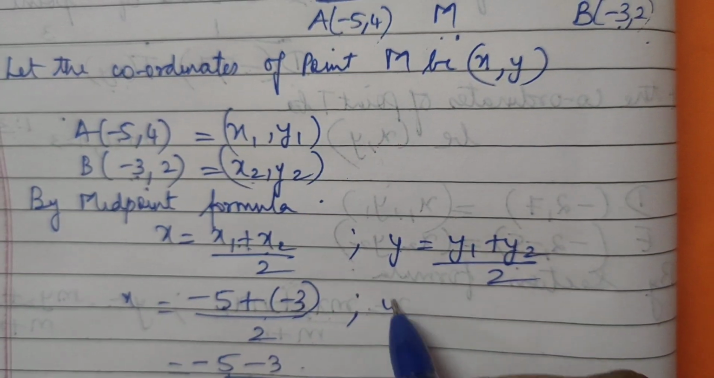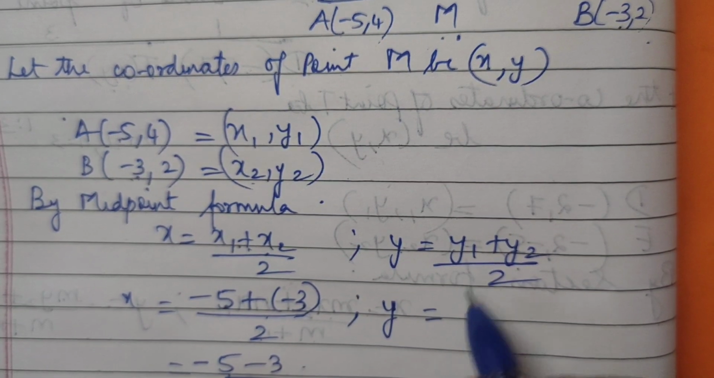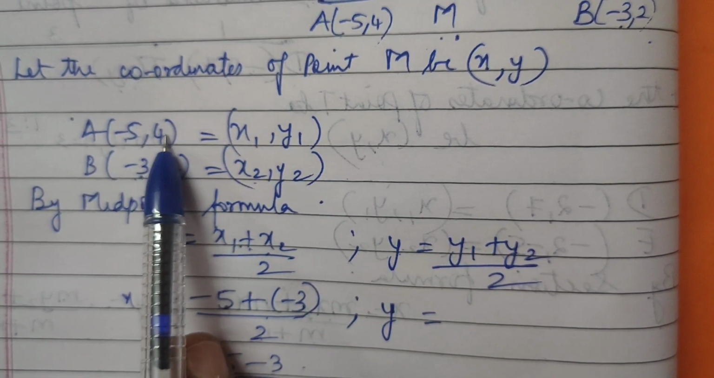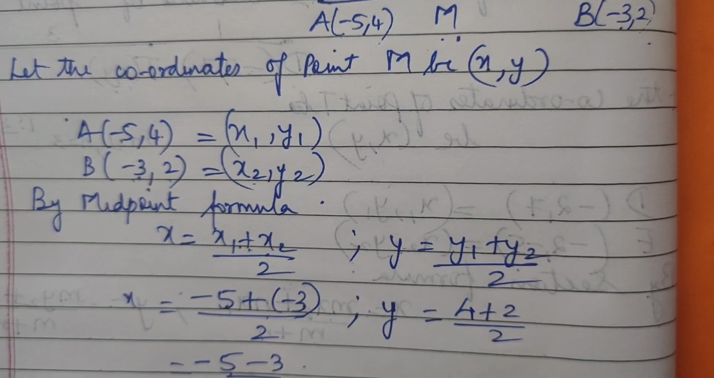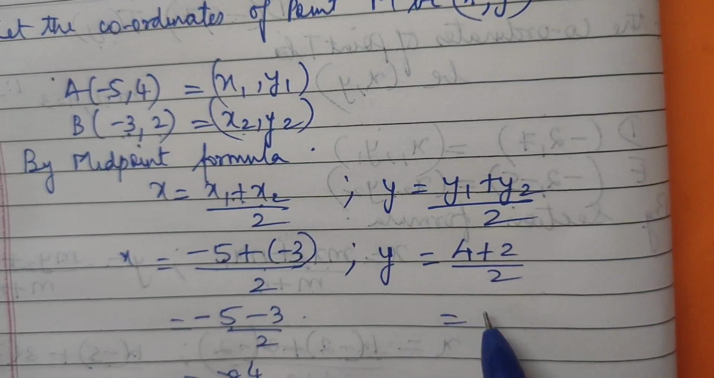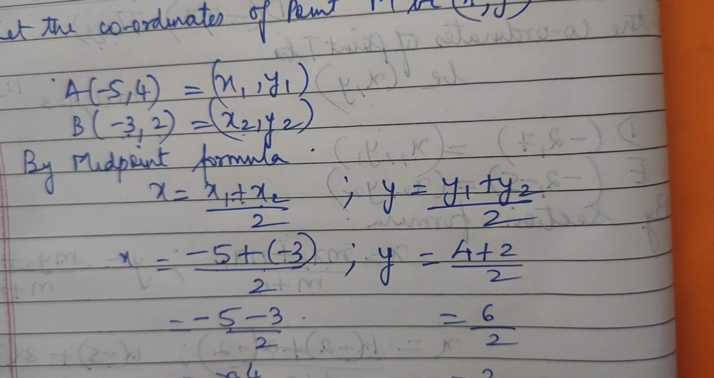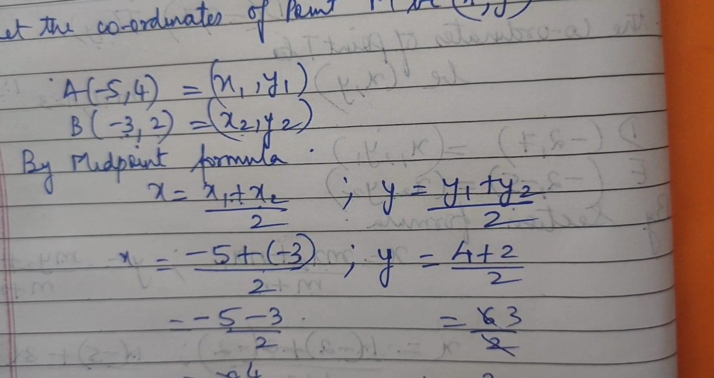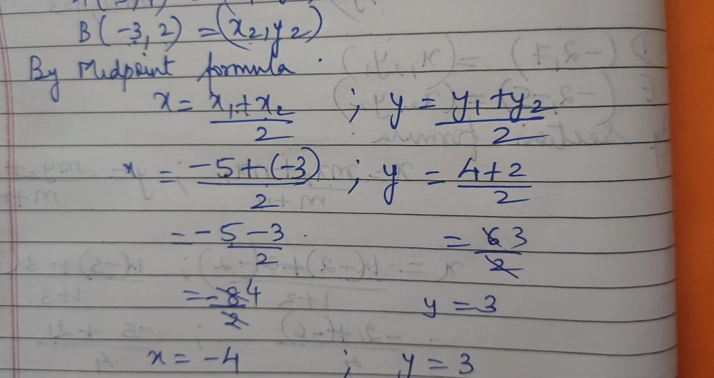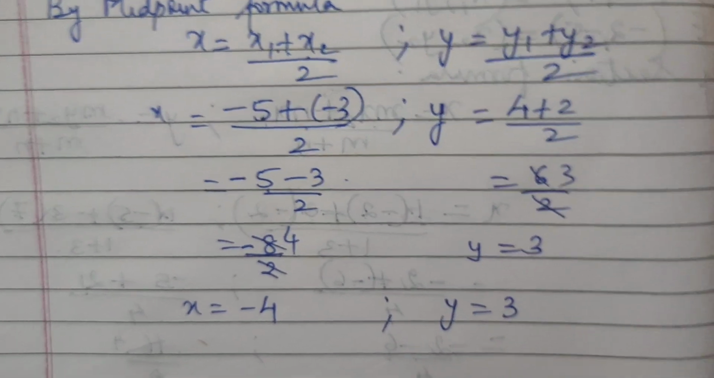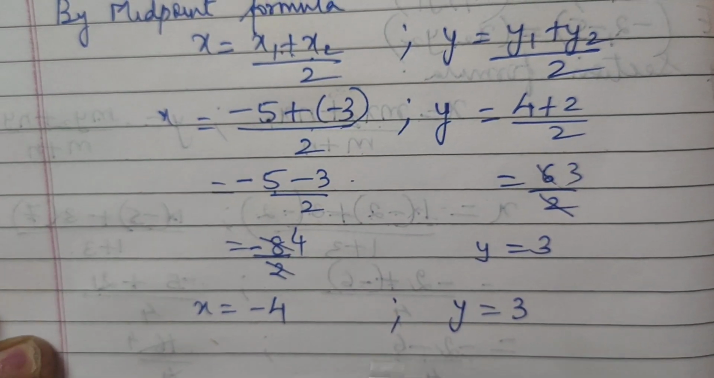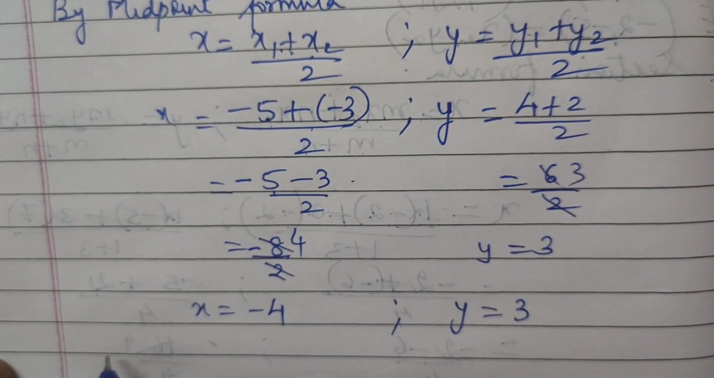Let's go for the y also. We will solve it and check it out. y1 plus y2, that is, y1 is 4 plus y2 is 2, upon 2. So 4 plus 2 is 6. 6 upon 2 is 3. Is it or not? Yes. So what is the value you got? y equals to 3 here. So what is the coordinate for the point M? That is minus 4, 3. So we will write the coordinates at the last.